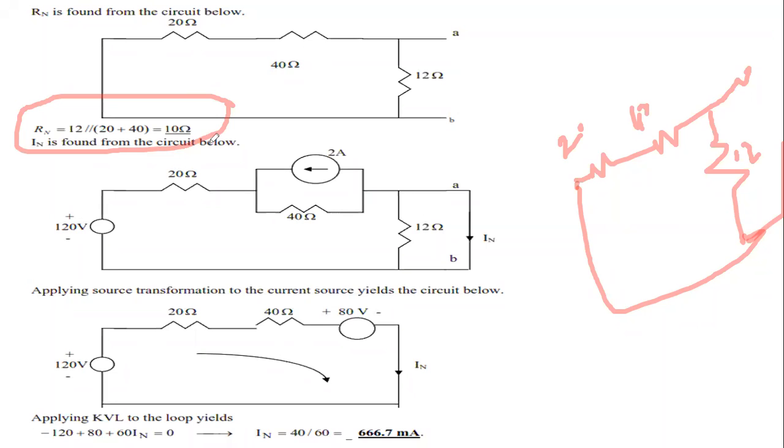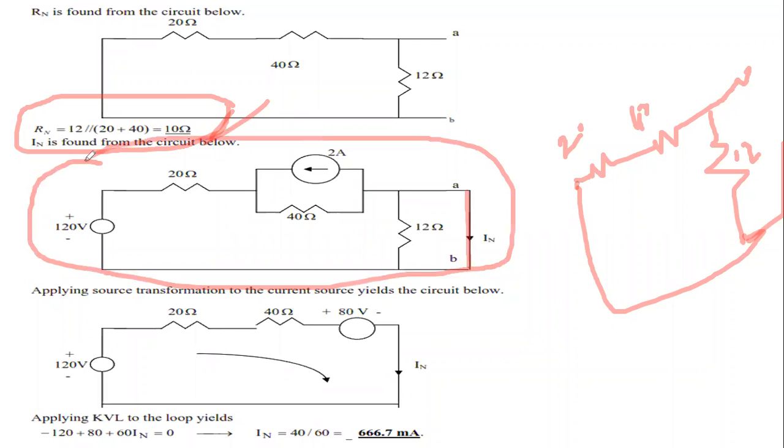Once you have this, that is fine. After that, we need to find the current, IN. For current, what you need to do is short circuit these terminals. So A and B will be shorted. Rest of the circuit will remain the same. The main thing is that you short terminals A and B. And here you need to find this current IN, which is showing like this.